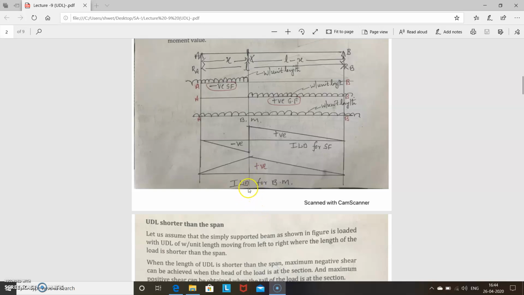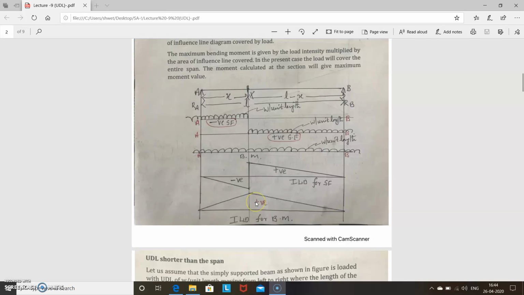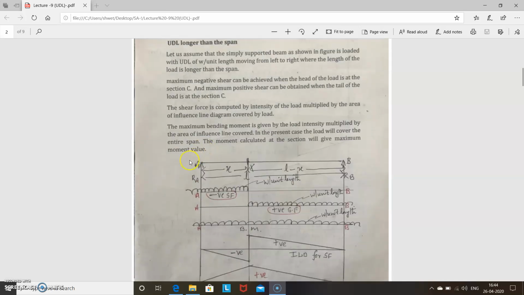Once that is done, next you have to find the ILD for shear force and bending moment. So find these points. What are these ordinates? Here ordinates, here ordinates. Once it is drawn, then you can find the maximum negative shear force, the maximum positive shear force, and the maximum bending moment. The shear force can be calculated by multiplying the intensity of the load by the area of the influence line diagram covered by that load.